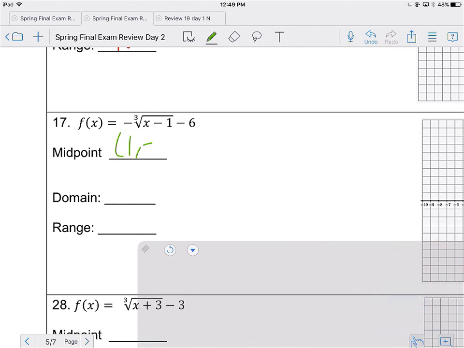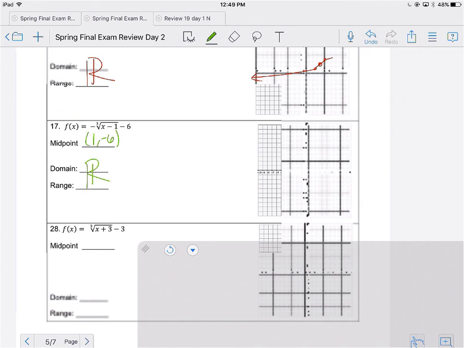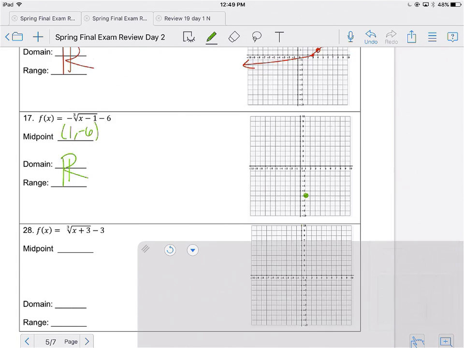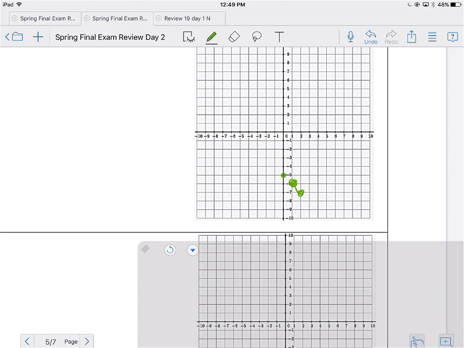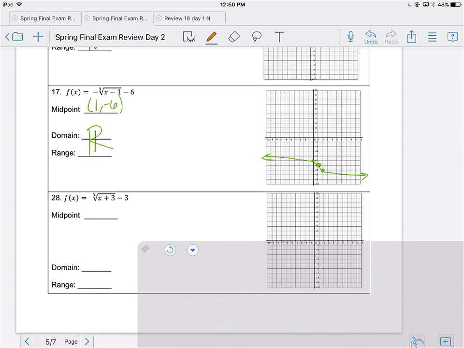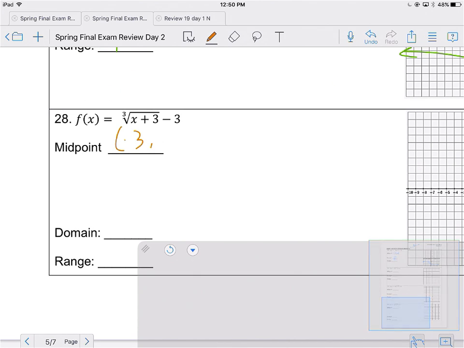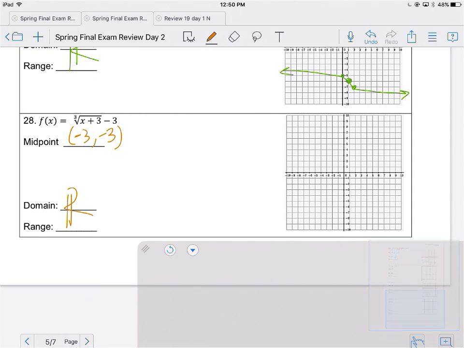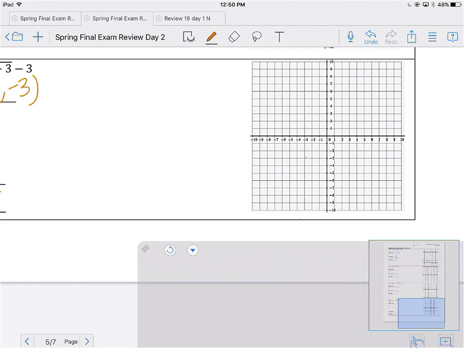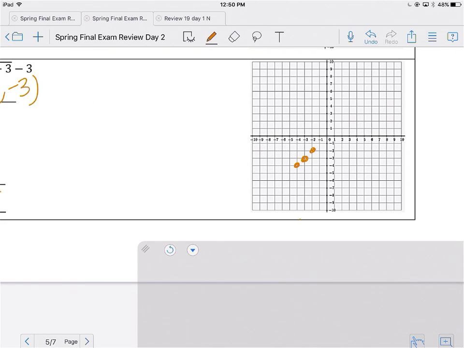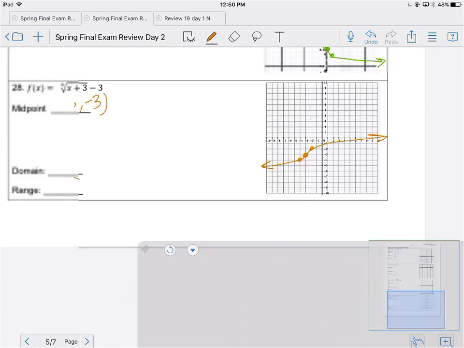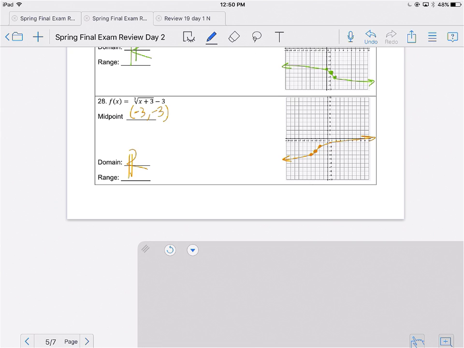Problem 17, midpoint is opposite, same. So 1, -6. And this one has a negative in front, so I go down and right, up and left. Problem 18 is opposite, same. So -3, -3. And this one does not have a negative, so I go up and right, down and left. And again, just make sure on the cube root that it looks in the same horizontal method as the root in the problem.